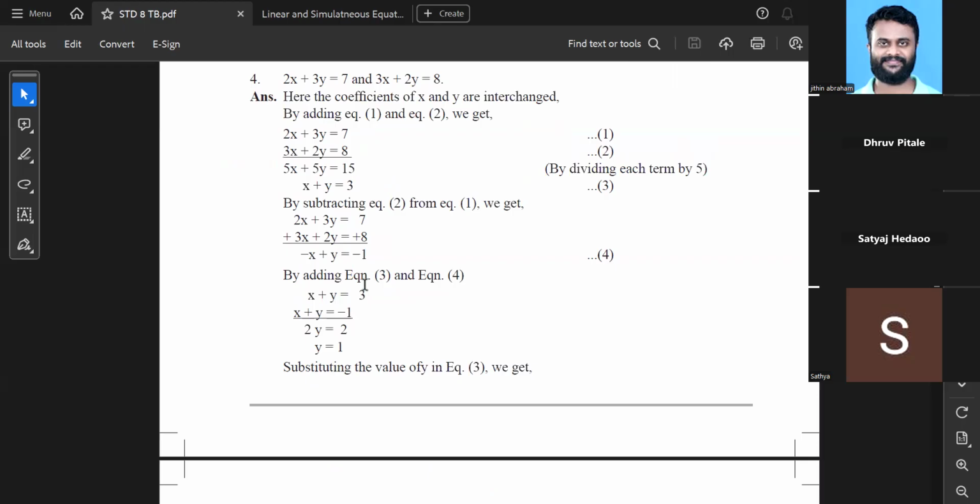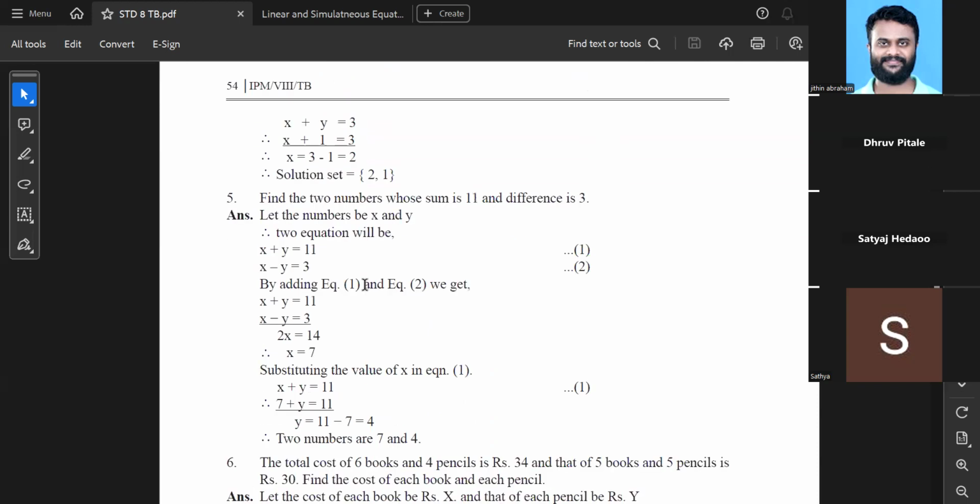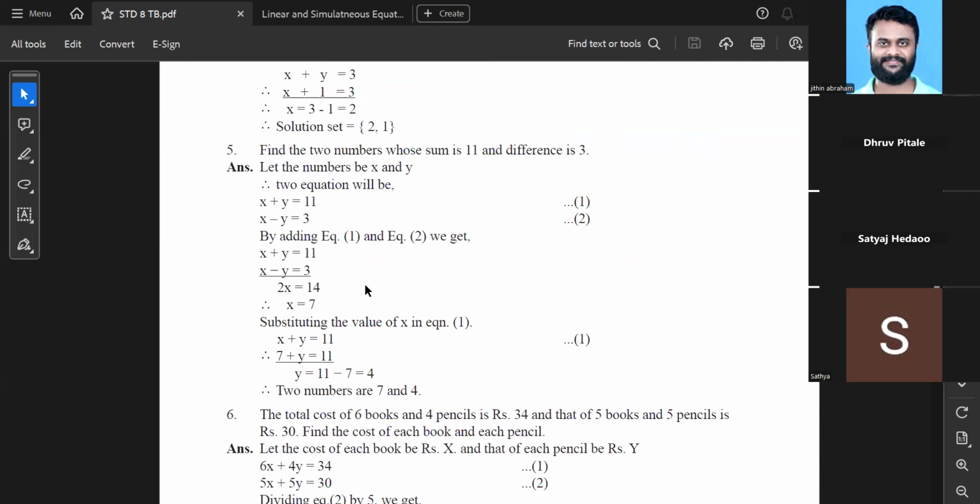Fourth, okay, that's the same, only the repetition. Find the two numbers. Now, fifth problem. Here we have a word problem. The word problem goes like this. We'll have to find the two numbers whose sum is 11 and difference is 3.